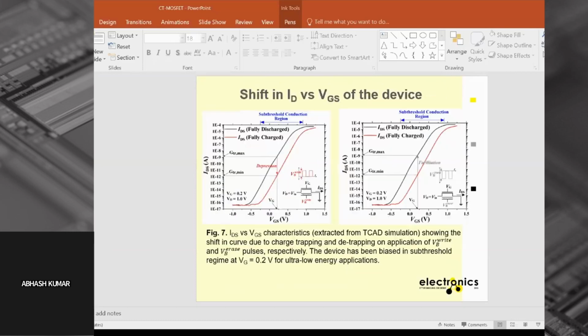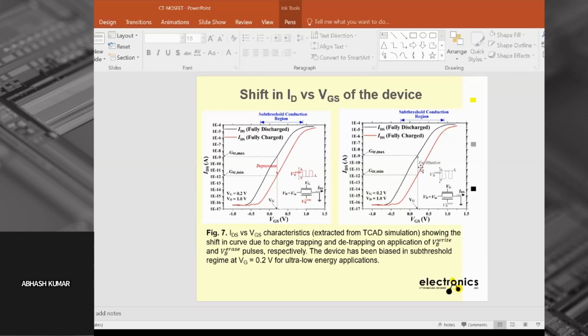Next is the IV characteristic of the device. In our device, what we are actually doing is trapping the electrons on the nitride layer to modulate the conductivity. In other words, we can say we are modulating the threshold voltage of the device. So we can clearly see that on applying V write, which is nothing but the positive voltage, and we are denoting V write as charge trapping inside the nitride layer, a depression is seen in the IV characteristic. Thus we can conclude that the threshold voltage has changed.